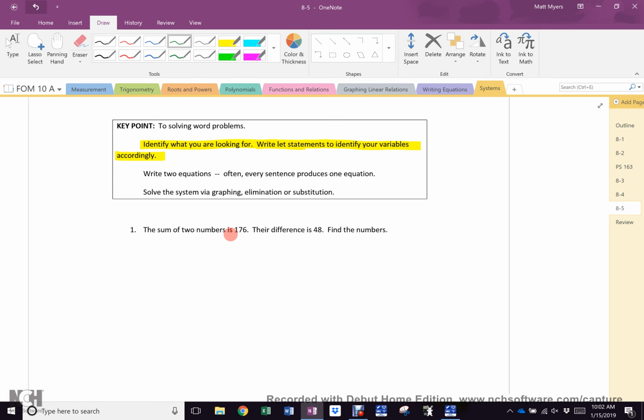So we had number 1 equals X. I don't know where all the lines are going. Ooh, that's impressive. Number 1 equals X. Number 2 equals Y.